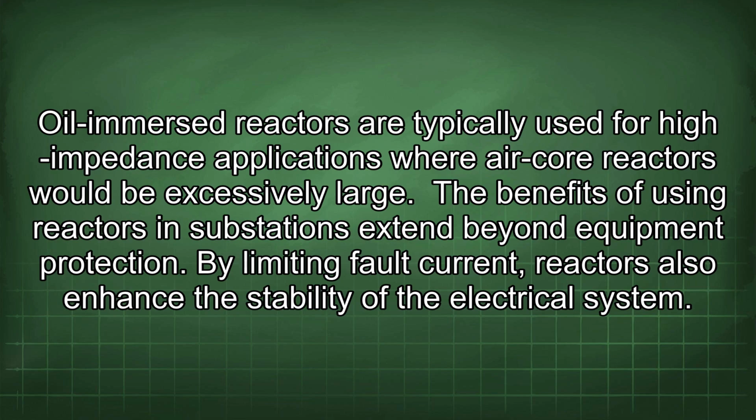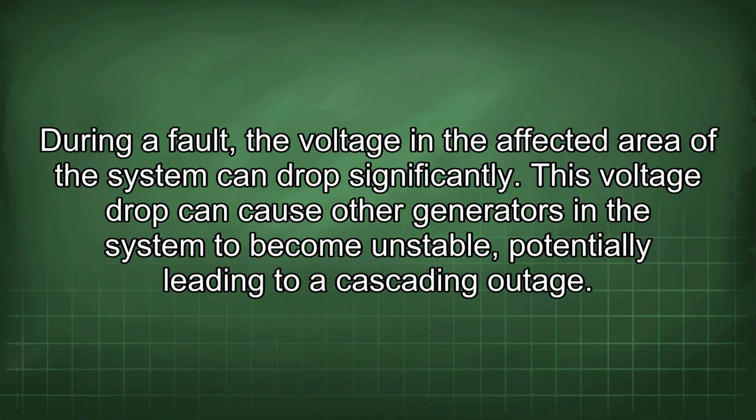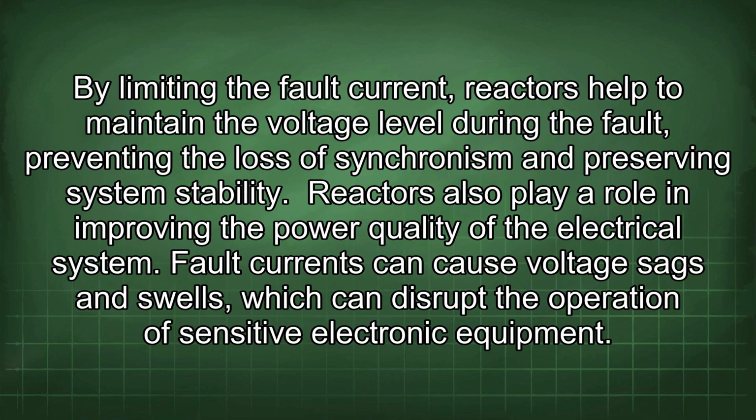The benefits of using reactors in substations extend beyond equipment protection. By limiting fault current, reactors also enhance the stability of the electrical system. During a fault, the voltage in the affected area of the system can drop significantly. This voltage drop can cause other generators in the system to become unstable, potentially leading to a cascading outage. By limiting the fault current, reactors help to maintain the voltage level during the fault, preventing the loss of synchronism and preserving system stability.